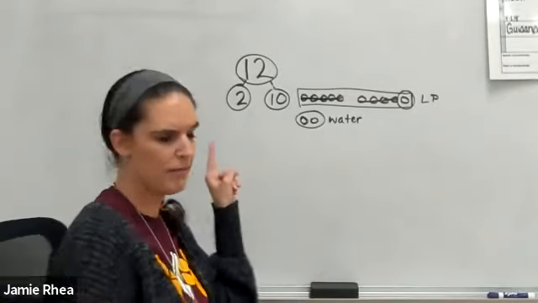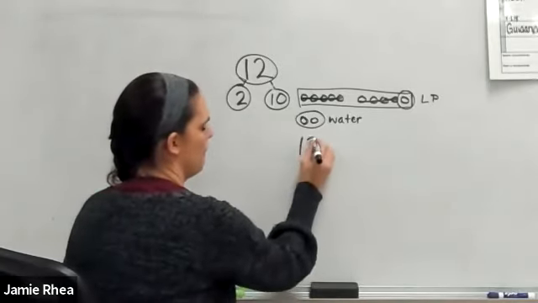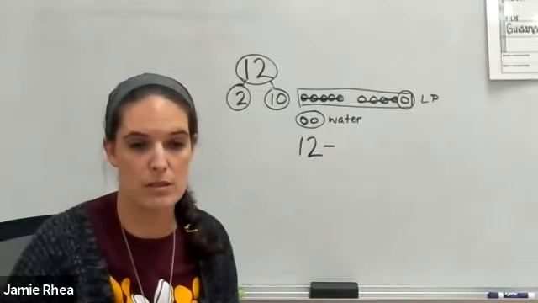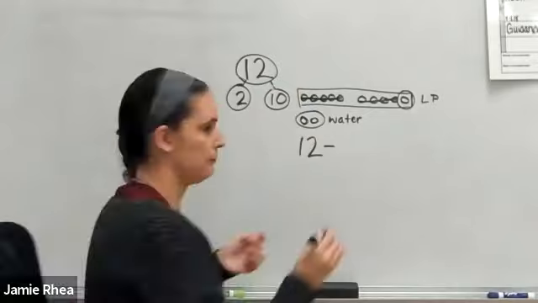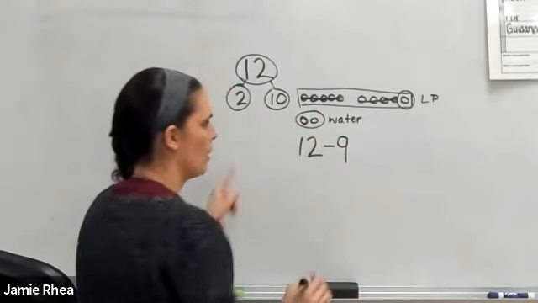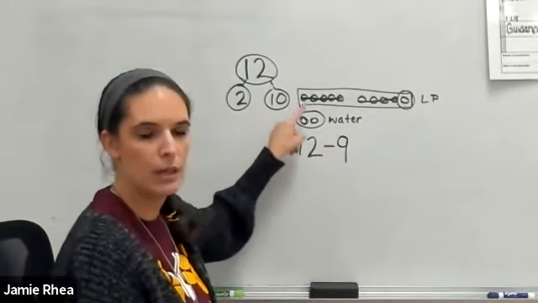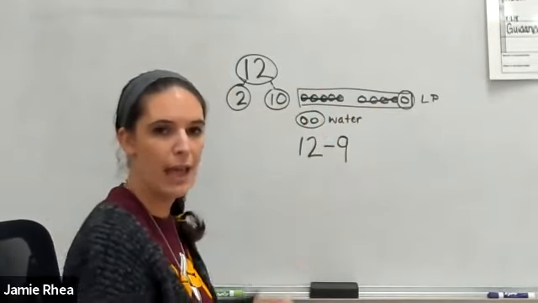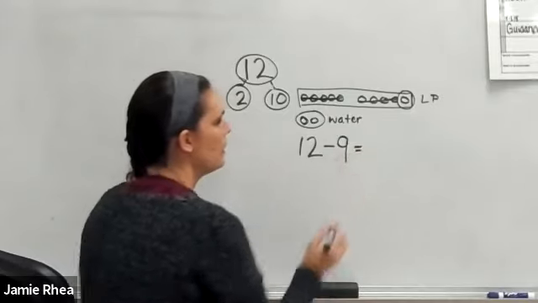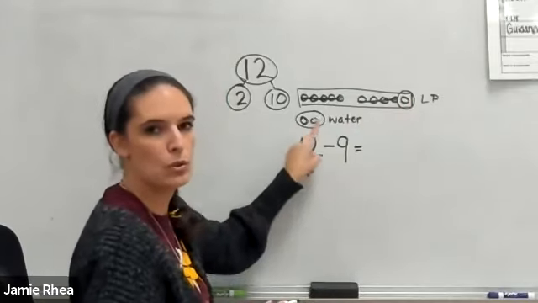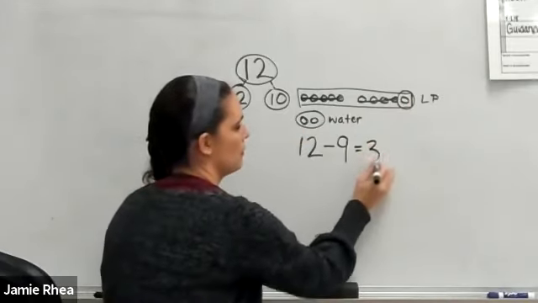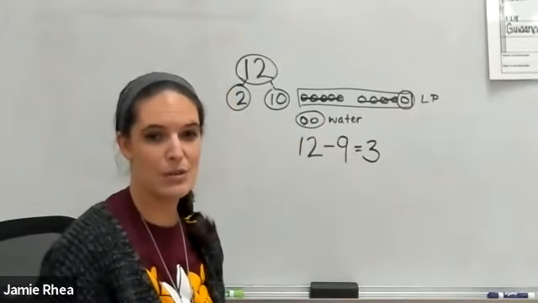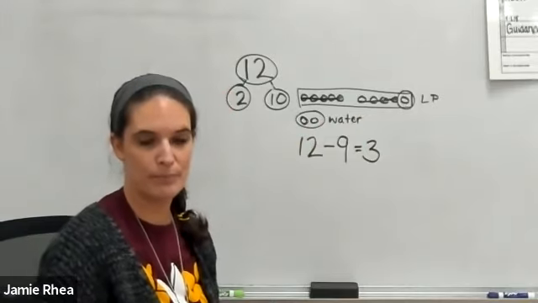We have 12 frogs in the pond. 9 of those frogs jumped off the lily pad. Here's my 12. Here's the 9 I took away. 12 frogs, 9 jumped off. How many are left? 1, 2, 3. 3 are left. Okay, we can do this. Let's try another one.